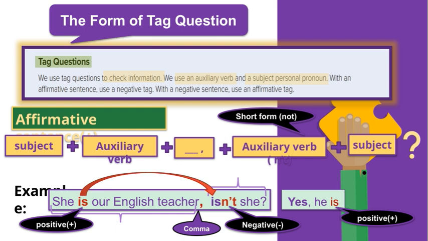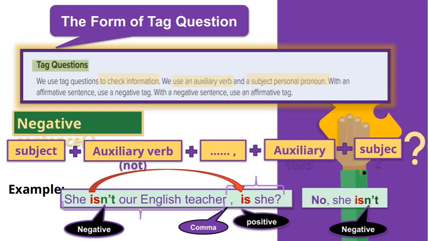Finally, see the example at the bottom. The form of a tag question is basically the structure we follow, affirmative or negative, depending on the sentence, with the auxiliary verb and the subject. Keep practicing this pattern, and it'll become second nature in your conversations.